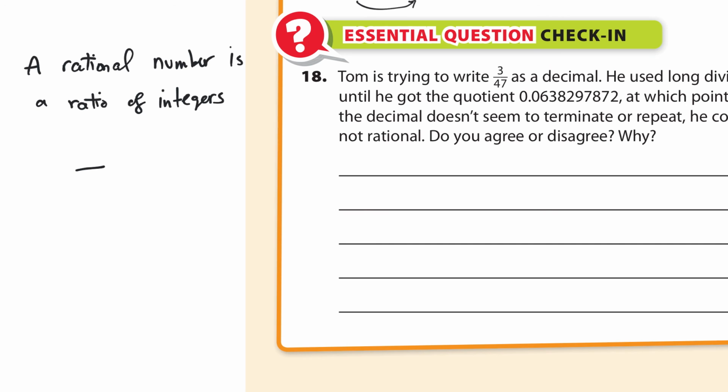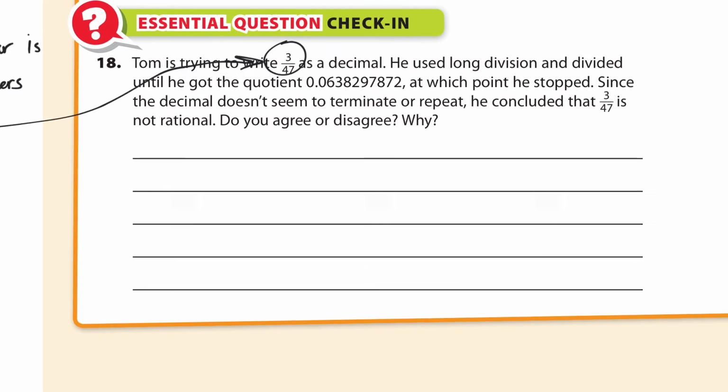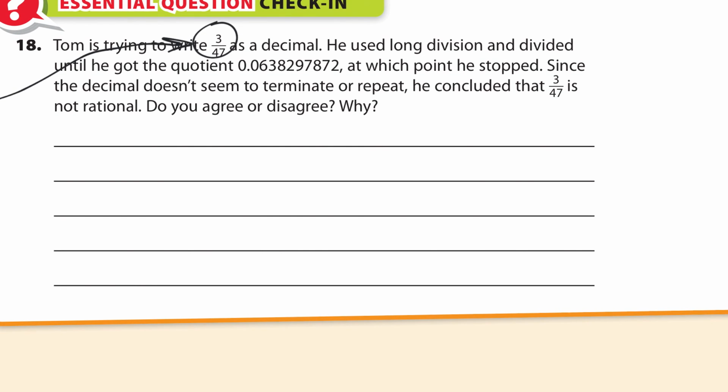So can I make a ratio of integers? Can I make a fraction of integers? Well, yeah, 3 is an integer and 47 is an integer. Done. I mean, that is what the question is asking. Is 3 over 47 a rational number? Of course it's a rational number. So I will show you my response.